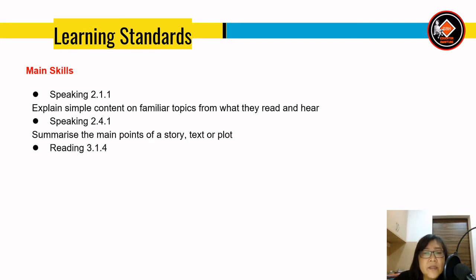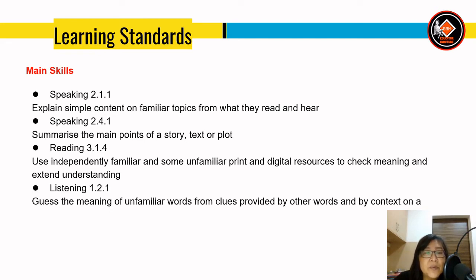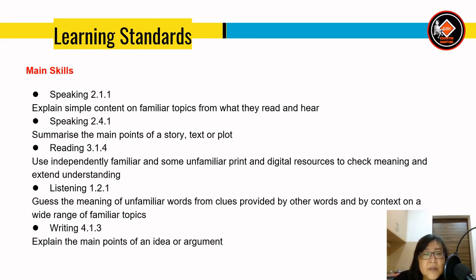And then we have reading 3.1.4. Use independently familiar and some unfamiliar print and digital resources to check meaning and extend understanding. Then we have listening 1.2.1. Guess the meaning of unfamiliar words from clues provided by other words and by context on a wide range of familiar topics. And then writing 4.1.3. Explain the main points of an argument or an idea.